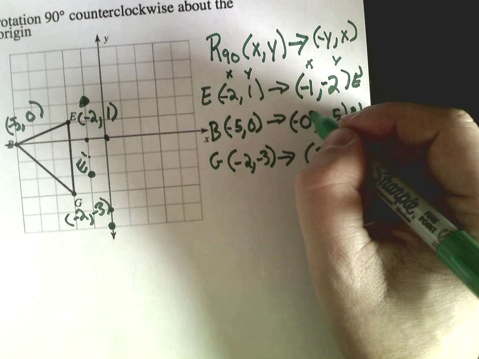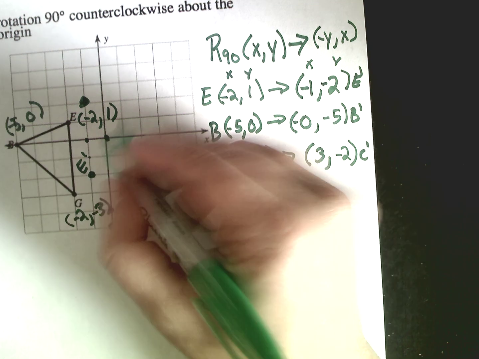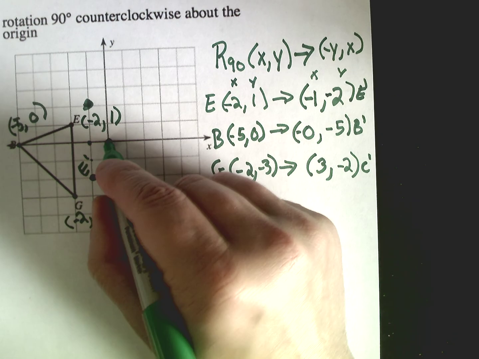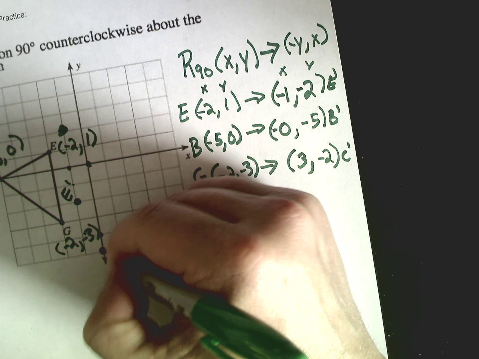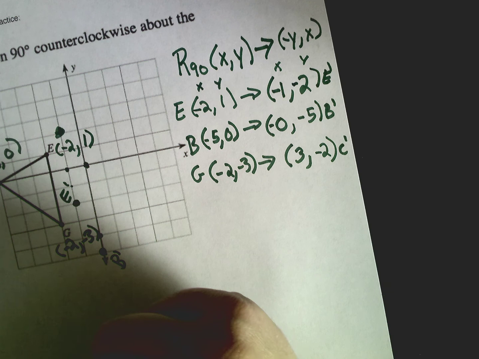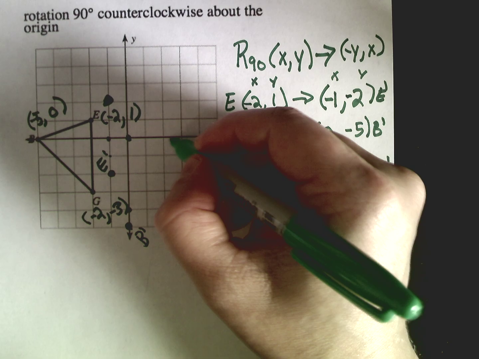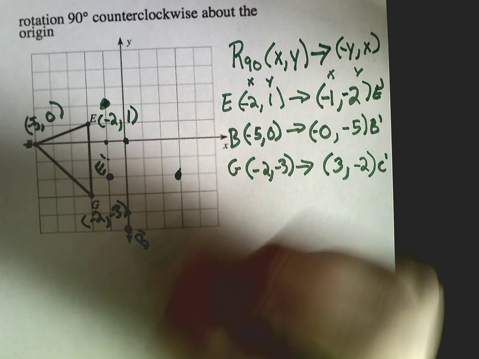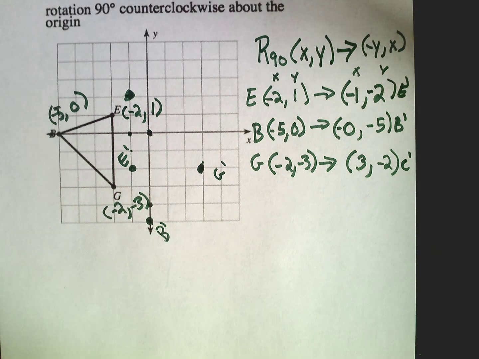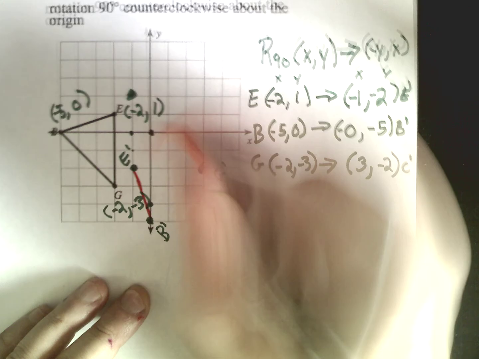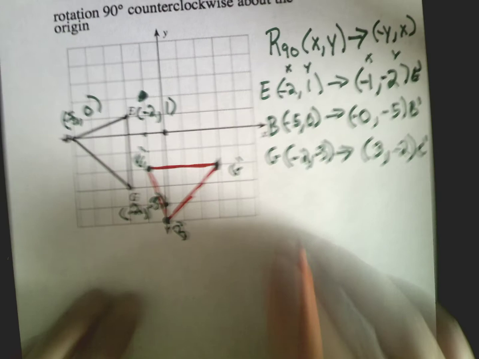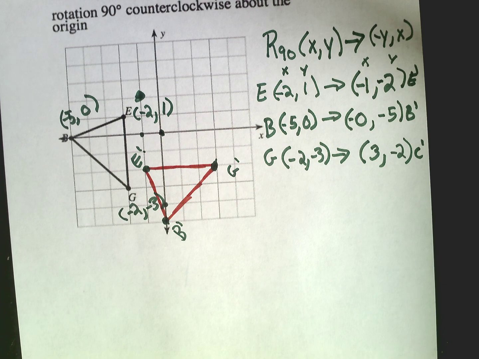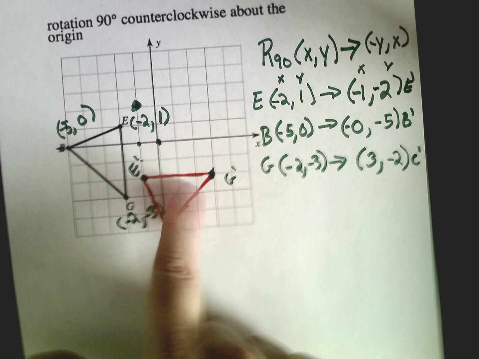Then I got B prime, which is 0, -5. That's B prime down here. And finally, my last one is 3, negative 2. And this would be my G prime. Now to highlight this in a different color, so it's a little bit easier to see. So there's my pre-image, and there's my image.